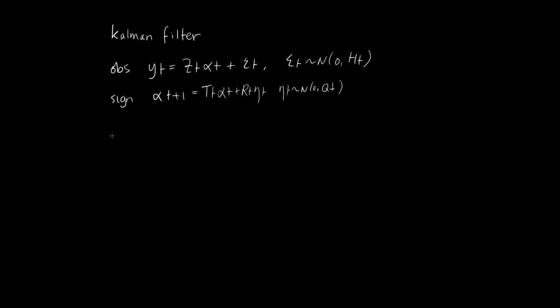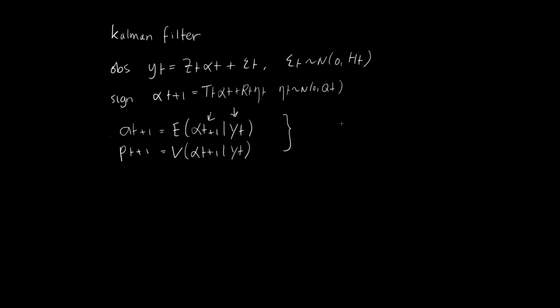Now, what the Kalman filter does is give us recursions to calculate a_{t+1} and P_{t+1}, where a_{t+1} is the expected value of the signal at period t+1 given the information at time t, so given now. So we make a prediction for tomorrow given the information we have now. And P_{t+1} is the variance of the signal tomorrow given today's information. So the Kalman filter gives us a recursion to calculate these estimates given initial guesses a_1 and P_1.